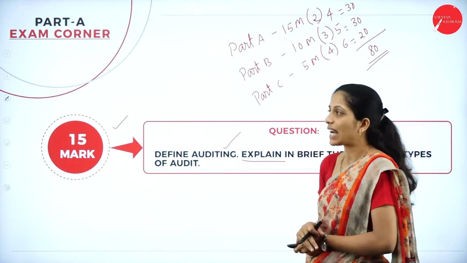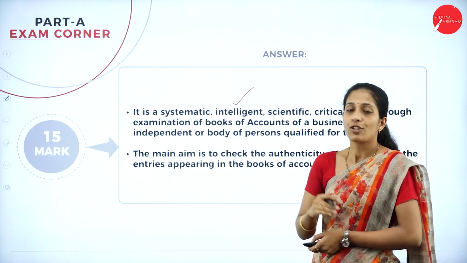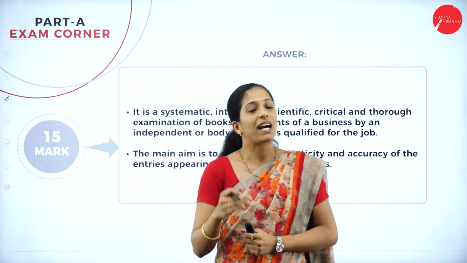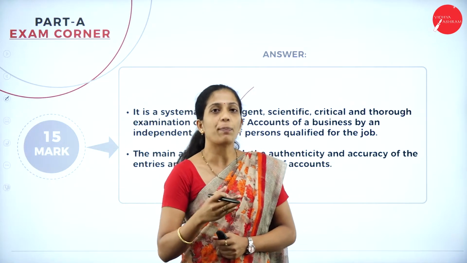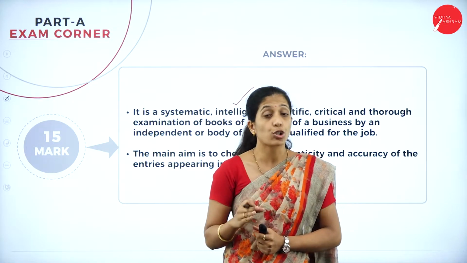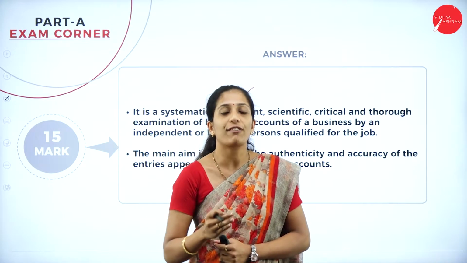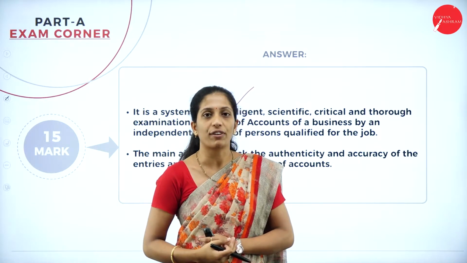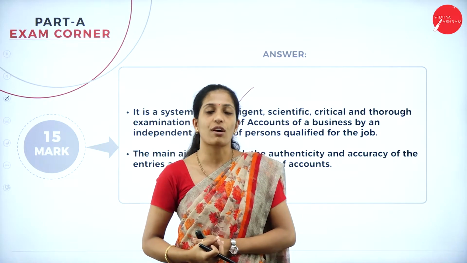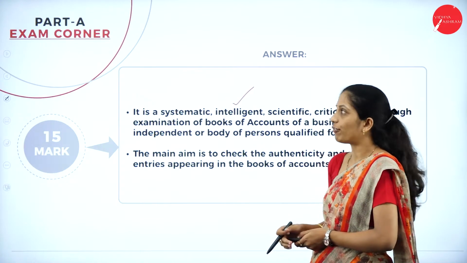Now if you go through the answer of this, so first you will write the meaning of auditing. So hope you know the meaning of auditing. So accountant will prepare the books of accounts. So after preparing that books of account, a person will be appointed, and he should be an independent as well as qualified person who is going to verify or examine that books of account. So that process of examining or verifying the books of account is called as auditing. So first write the meaning of auditing.